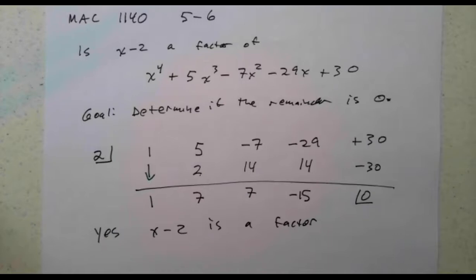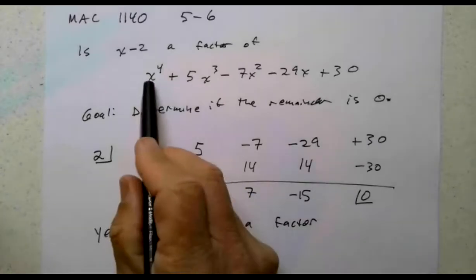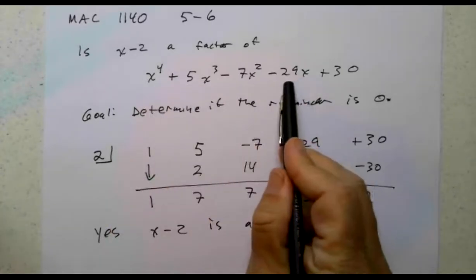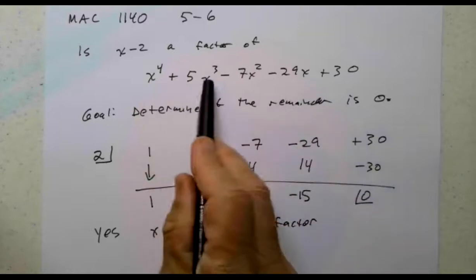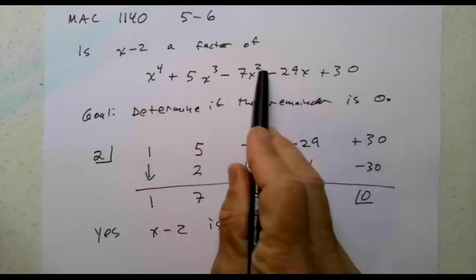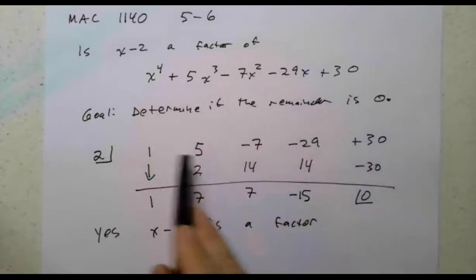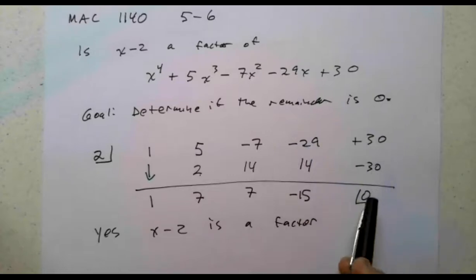Again, let me repeat the process for you one more time. Coefficients 1, 5, negative 7, negative 29, 30. Make sure all of the exponents are there. If you're missing an x squared, you need to put in a 0x squared because you've got to make sure each one of these is in the proper place.